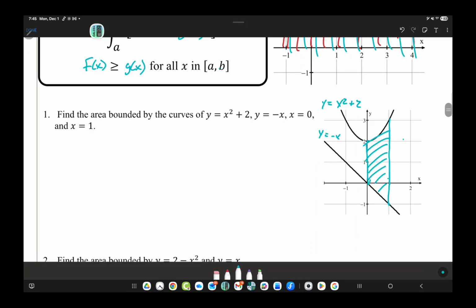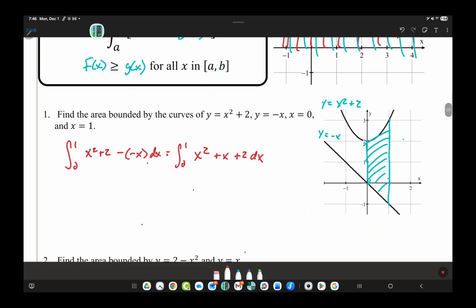So we are going to integrate from 0 to 1. The greater function is x squared plus 2 minus the smaller function, which is negative x, dx. So we get the integral from 0 to 1 of x squared. I'm just going to put this in order. Plus x, because minus a negative is positive, plus 2 dx.